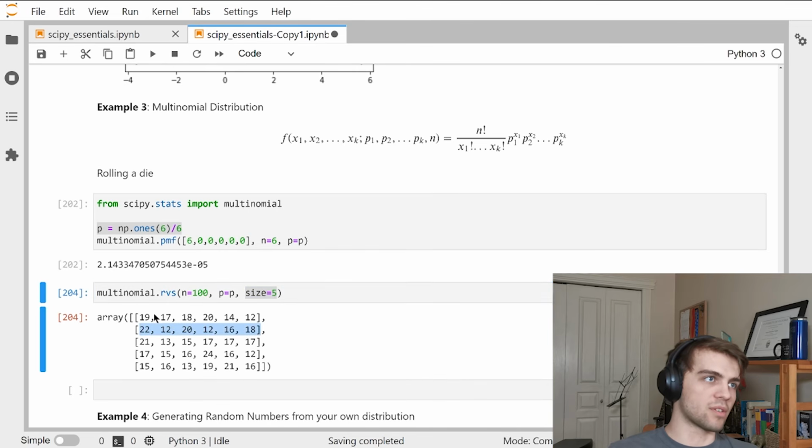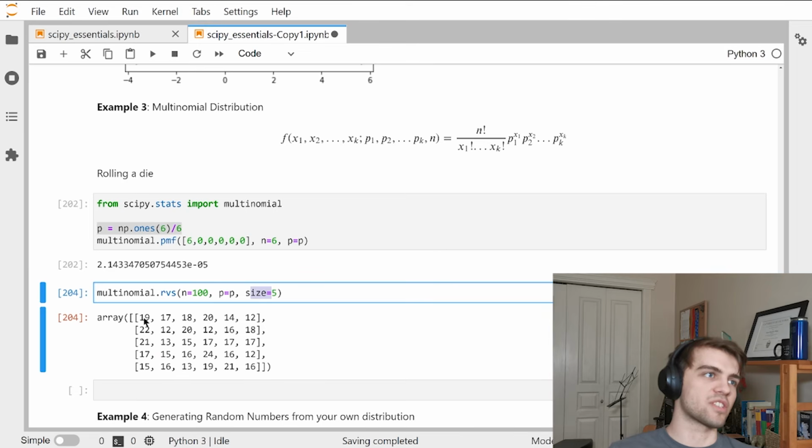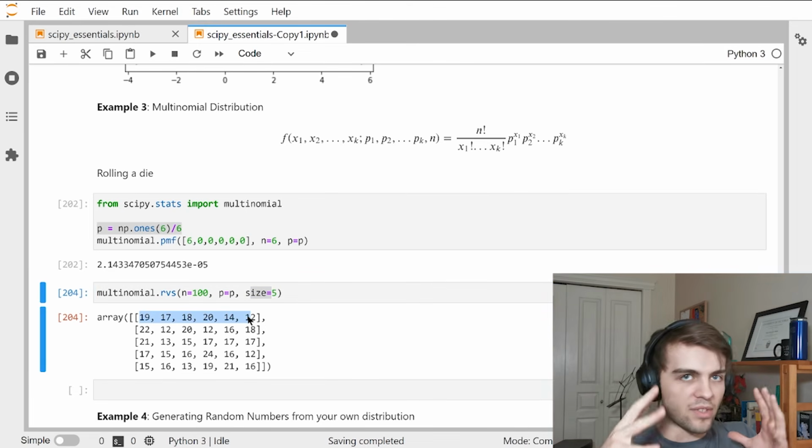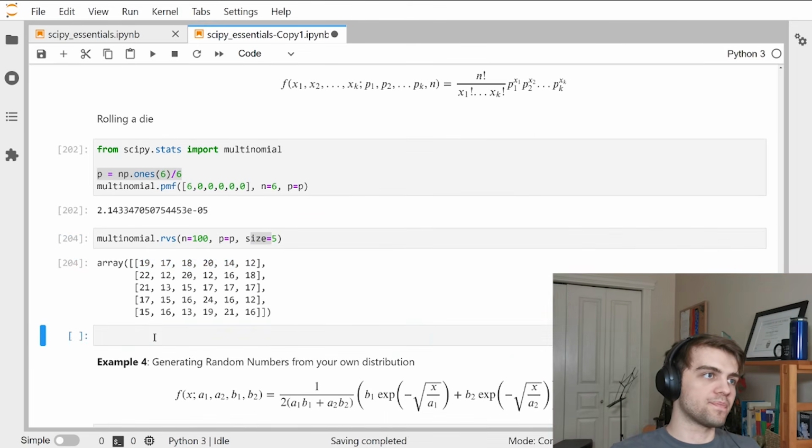So I roll 100 dice once, and then my next trial I roll 100 dice again, and then I get 22 ones, 12 2s, 23 3s, 12 4s, etc. And I do this 5 times. So there's a lot of numbers here. There's n equals 100, size equals 5. There's 6 different options. You have to keep track of this when you're dealing with the multinomial distribution.